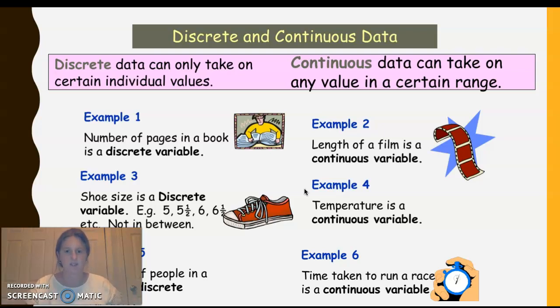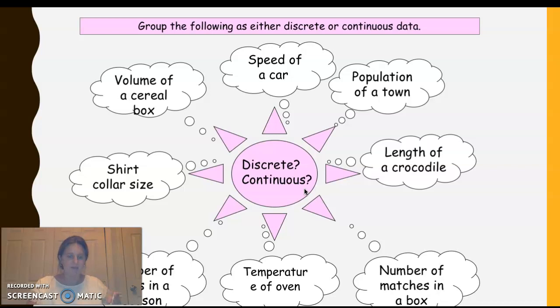So we have discrete versus continuous. The next slide, I have some examples. Another good time to pause the video. Try to sort these out. Okay, when you come back, I'll show the answers. Talking discrete versus continuous.